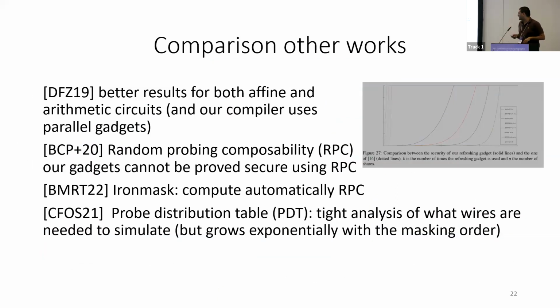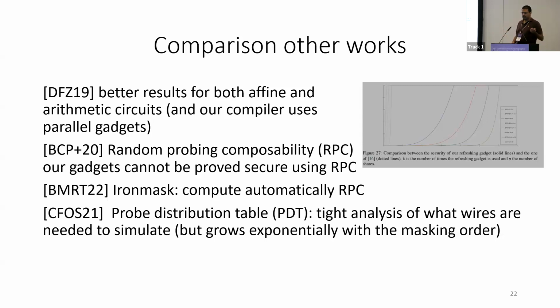To compare with other works, we can see that in our work, which is the solid line, we are much better than the DFZ paper, which was the dotted line. And there are other works which try to prove security with random probing composability, which is a property of a gadget, and you can also compute it automatically. But it is different, and for example, it will not work for our compiler.